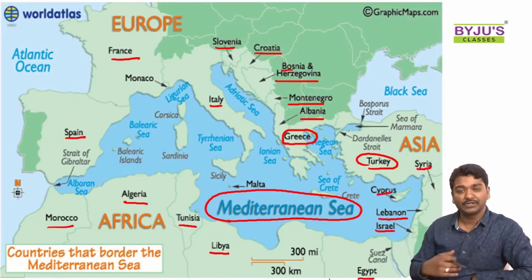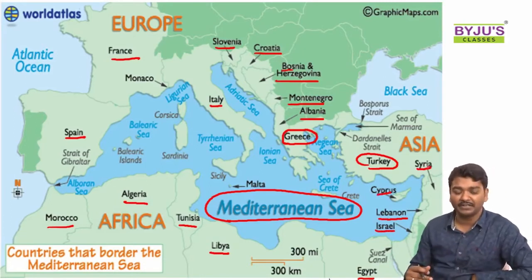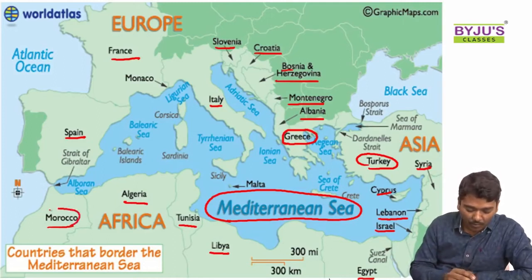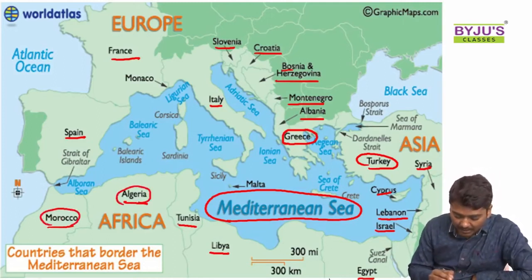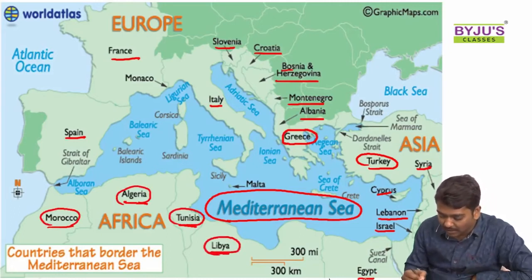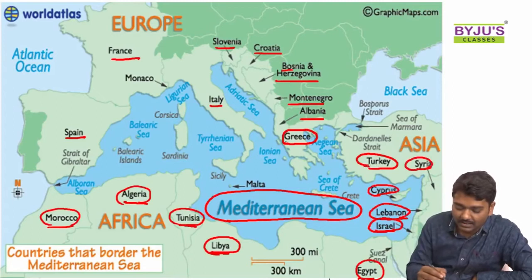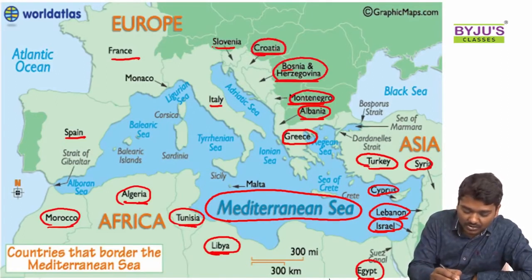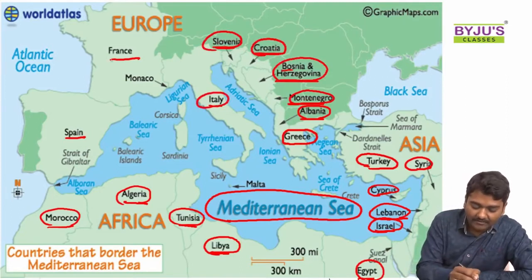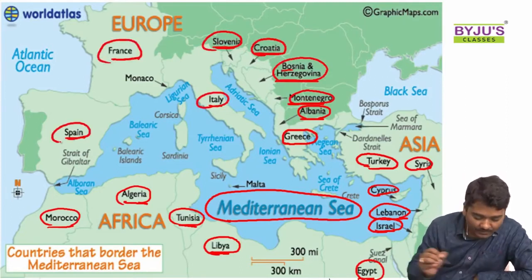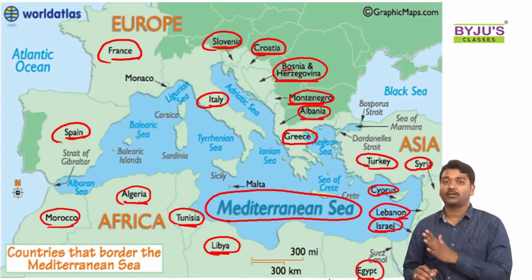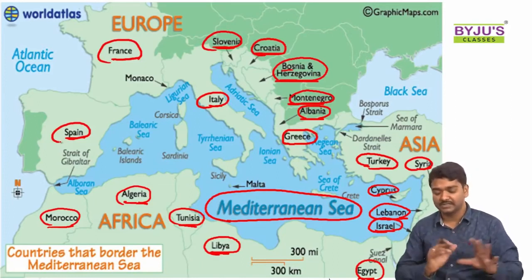So which all countries you saw around Mediterranean Sea? Let's start from Africa. You have Morocco, Algeria, Tunisia, Libya, Egypt, Israel, Lebanon, Cyprus, Syria, Turkey, Greece, Albania, Montenegro, Bosnia and Herzegovina, Croatia, Slovenia, Italy, France, Spain, right? So these countries, Portugal is not having border with Mediterranean Sea. So this is important.